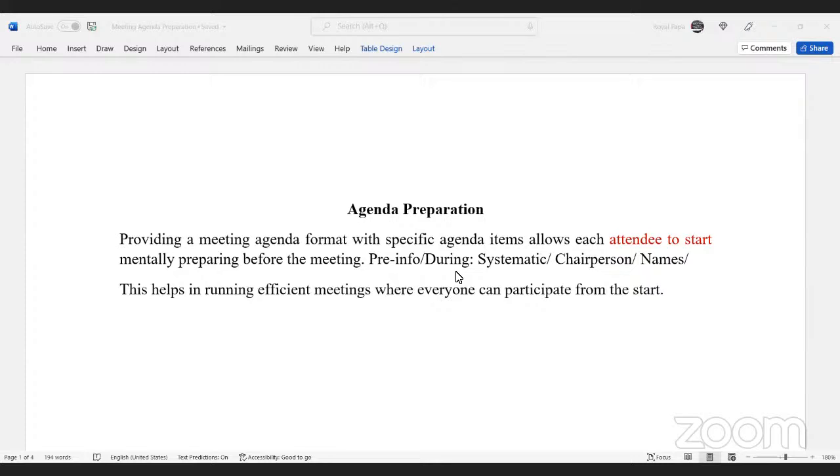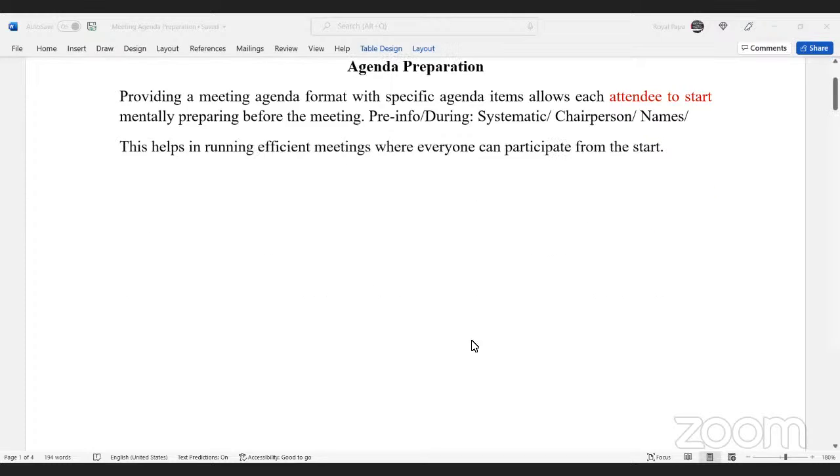And again, you also said it helps you to know who is the chairperson and so on. That's to be done in the next one. So it helps in the running of the meeting very well. It makes sure that whatever you're doing in the meeting, you are aware of it.